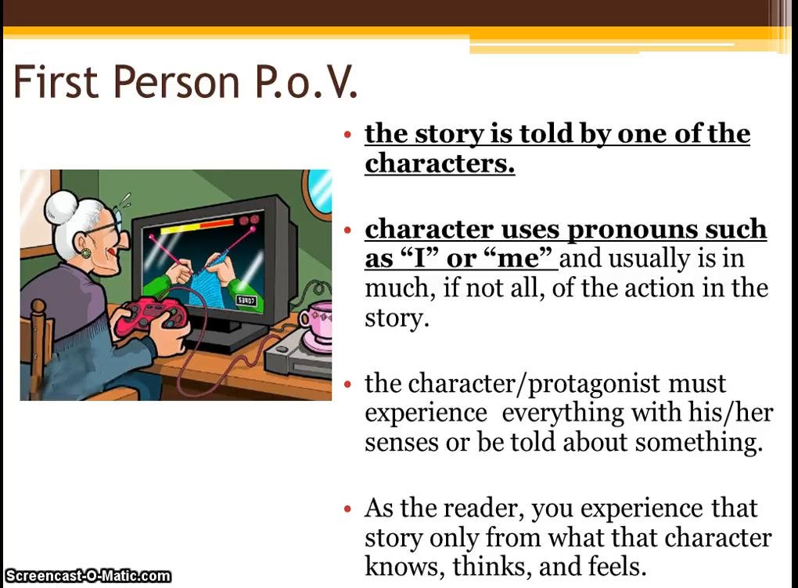In this case, I'm looking at the third bullet point now. The character or protagonist must experience everything with his or her senses or be told about something. Otherwise, if they're not in a particular scene, they're not going to know about that information. To be first person point of view, like it says up above, usually that one particular character is in that one scene and experiencing the action. And the bottom bullet point says, as the reader, you experience that story only from what that one character knows, thinks, and feels. Okay, so again, that's first person point of view.